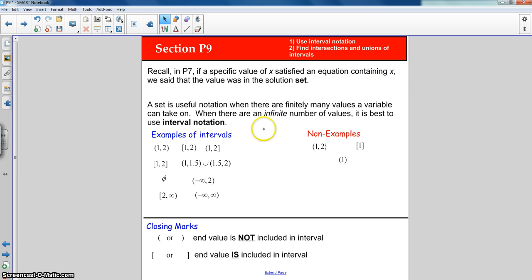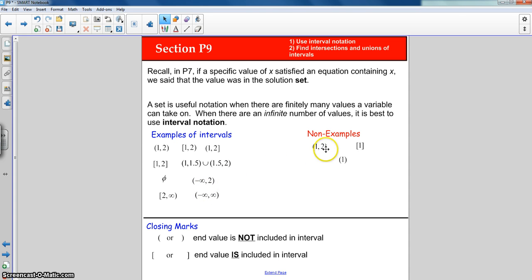So just some examples that you will see in this section could be intervals like 1 to 2, and so there's different variations here. We'll talk about what the different end marks mean, so a parentheses versus a bracket. And you may see two intervals with a U in the middle. We'll talk about that. The empty set, technically the empty set is a set, but you can also use it in terms of an interval. And we can see intervals might involve infinity, positive infinity, or negative infinity.